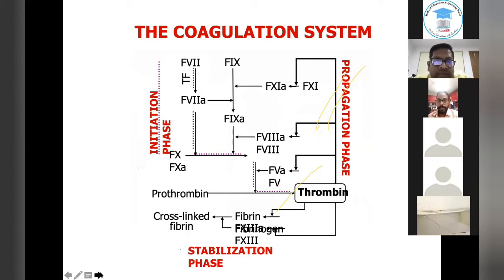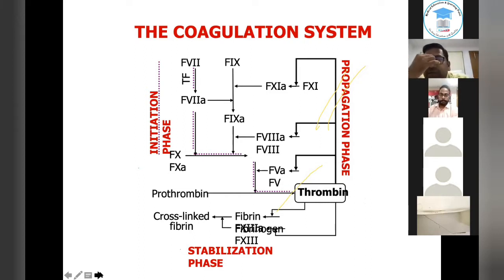In the propagation phase, what will happen on the platelet surface, which gives you the phospholipid and the calcium that is circulating in your peripheral blood circulation, is that factor 11 will be activated. Factor 11 will activate factor 9, and 9 along with activated factor 8 will activate factor 10. So the complex of 9 and 8 together is known as the tenase complex or 10ase complex.